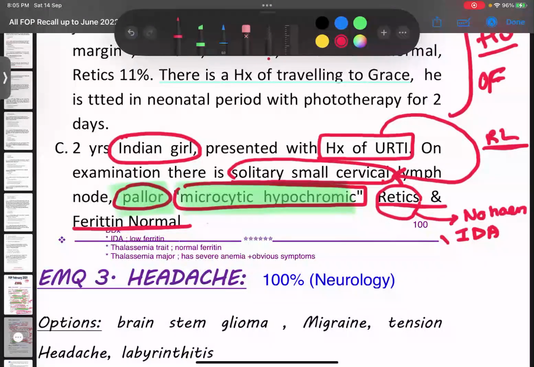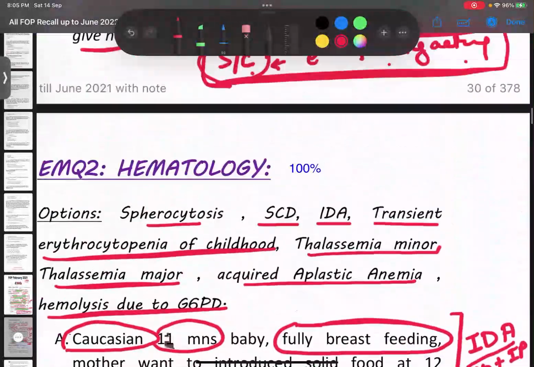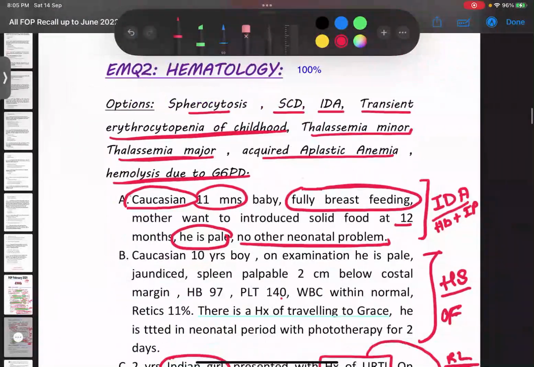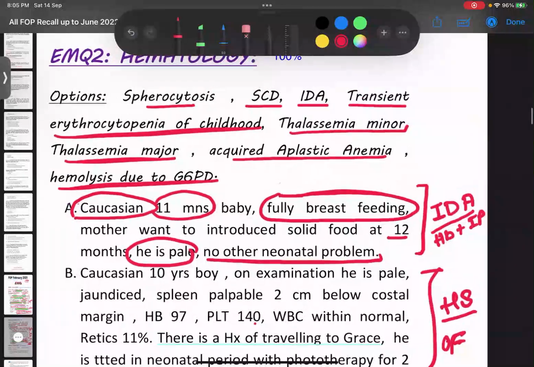So what do you think? In the options, Madam, thalassemia minor. Yes, absolutely right. See this. In the options, we have thalassemia minor. So thalassemia minor usually presents with this kind of picture. The child will be well and good. There is usually no organomegaly. Hemoglobin level could be slightly reduced, but not significantly. And you will find microcytic hypochromic anemia.